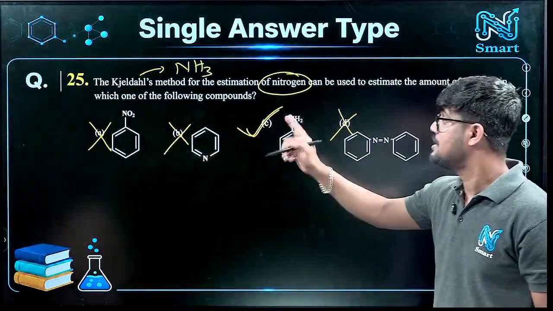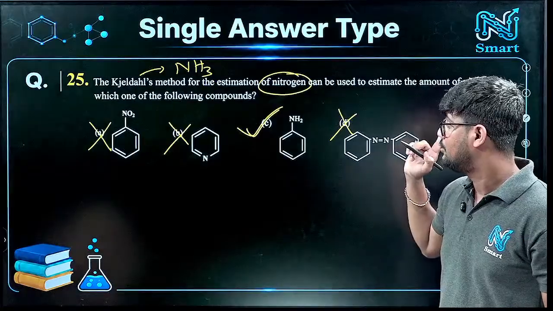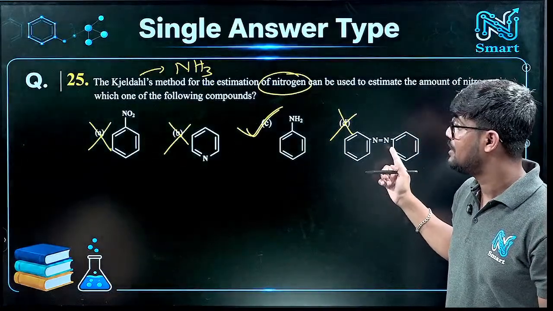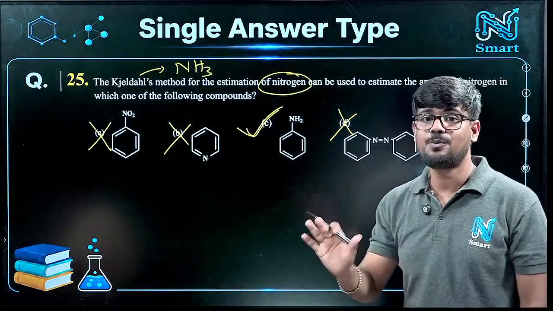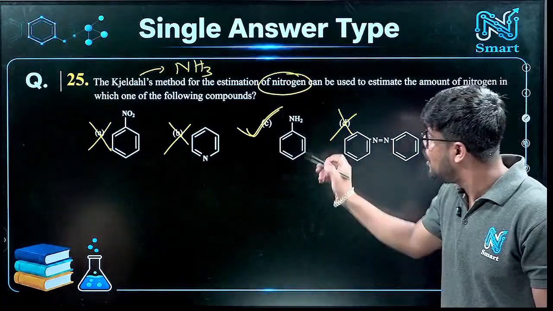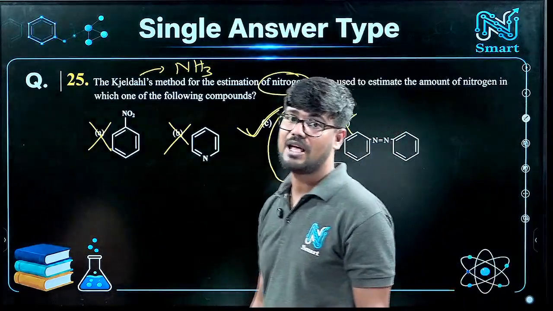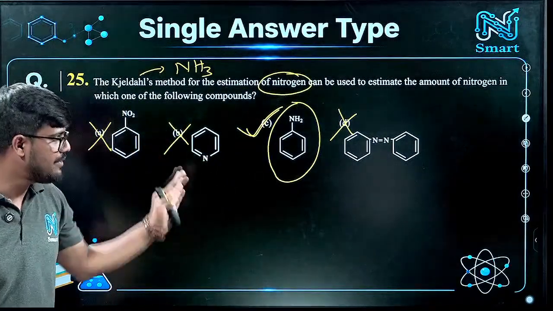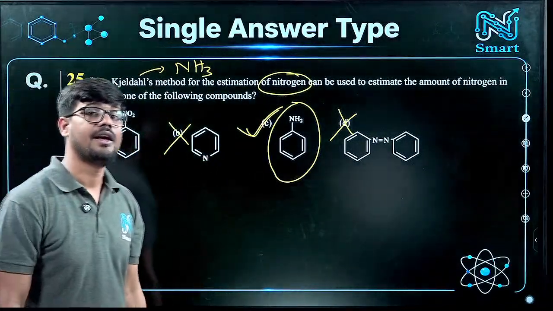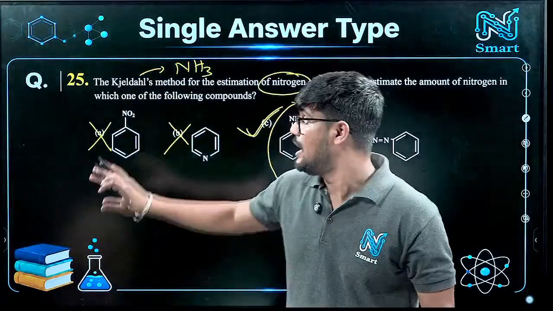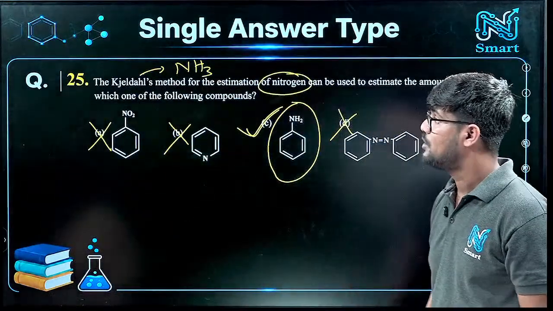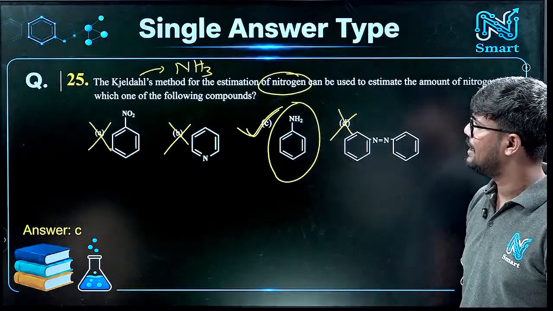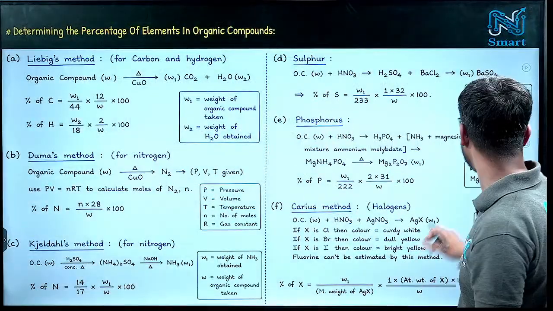Remember, we have nitrobenzene, pyridine, then azobenzene, right? They will not respond to this test. Only aniline is the exception. Aniline can give this test, right? This is a very, very important question based on quantitative analysis. And we have one note. So here answer is C. So this is our note. This is very important.